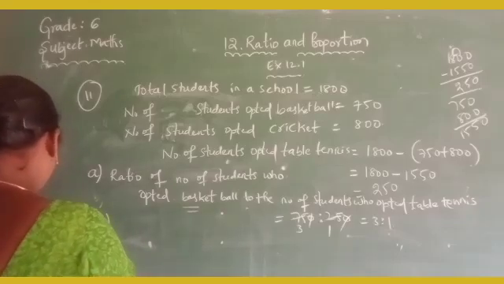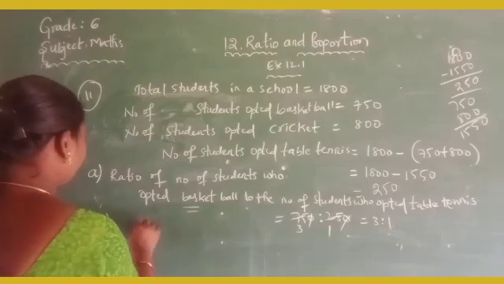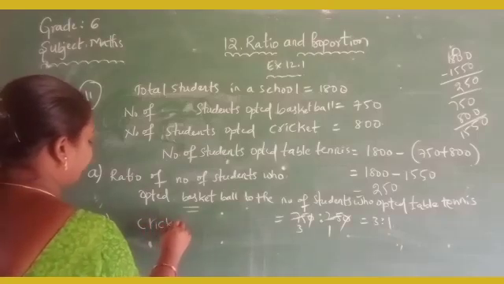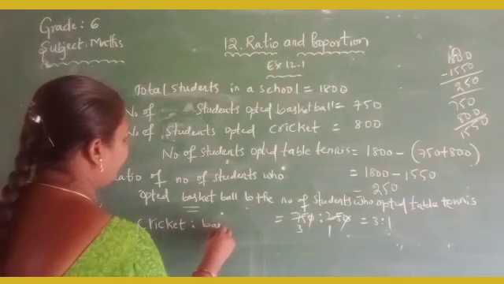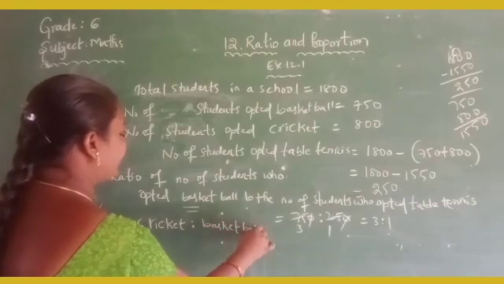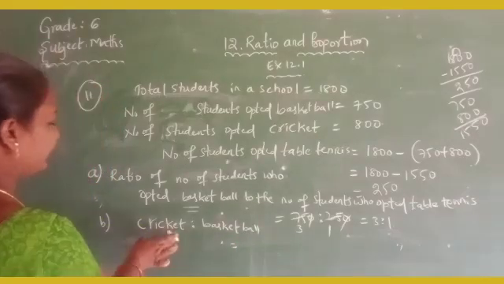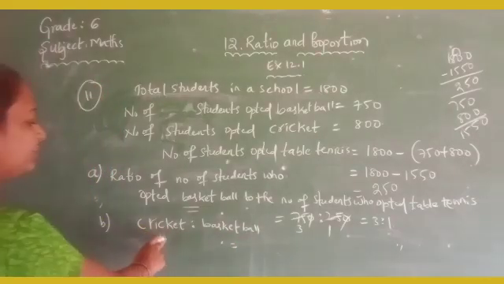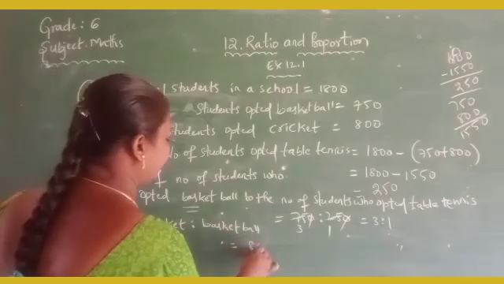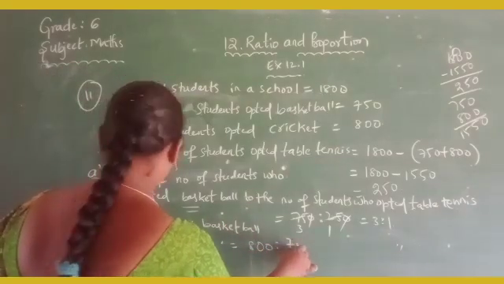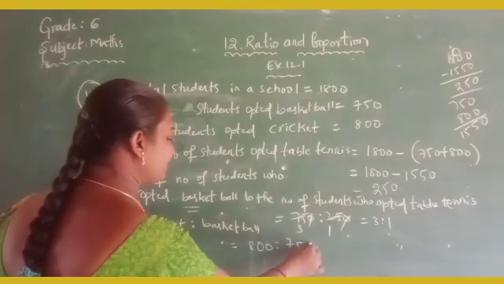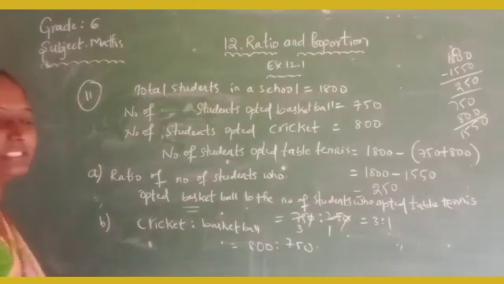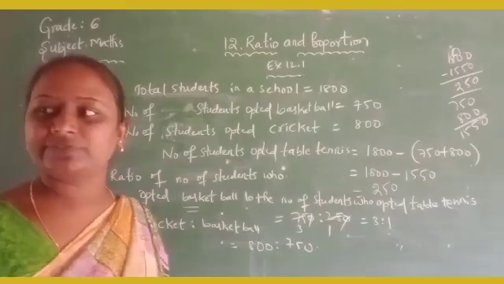Similarly, second question: the number of students who opted cricket to basketball. Write each question neatly in the notebook; I am writing it in short form. Cricket to basketball: cricket has 800 students and basketball 750. How can you simplify this? If you don't know how, find the factors of 800. It is very easy.